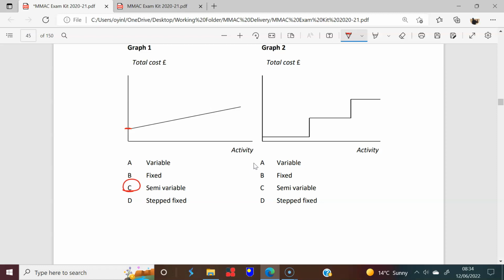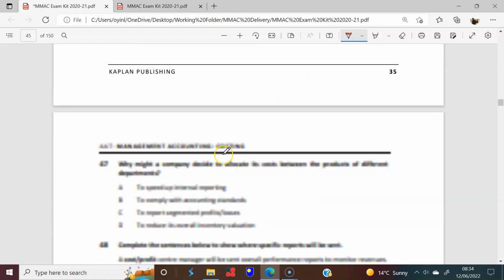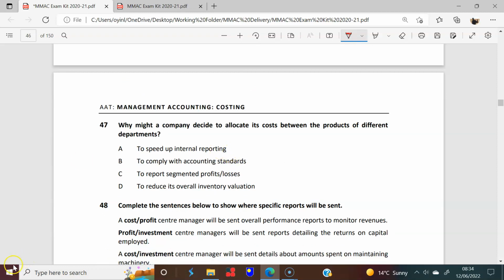And what do we have here? We now have a stepped scenario. You can see that staring at you right there. So that's a semi-variable cost right there.